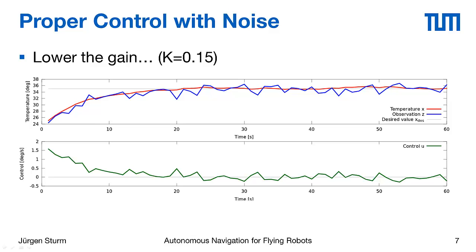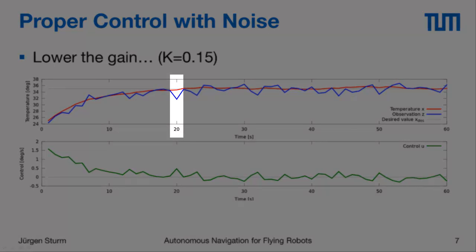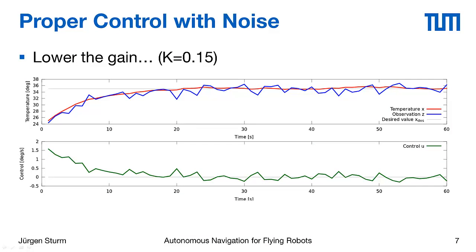But it also means that it takes much longer to reach our desired temperature. So in this example, the red line, which is the true temperature of the shower, reaches 35 degrees around 20 seconds. But nevertheless, we can see that it then keeps the desired temperature relatively well, despite this large sensor noise that we have in our system. But the problem obviously is that if you lower the gain too much, then your system or your controller will get slower and slower, and it will take more and more time to converge or to reach the desired value.